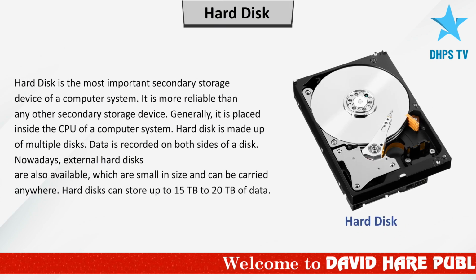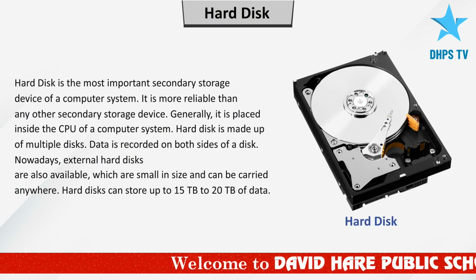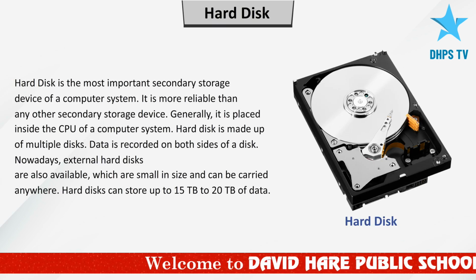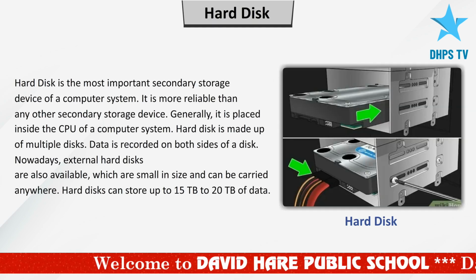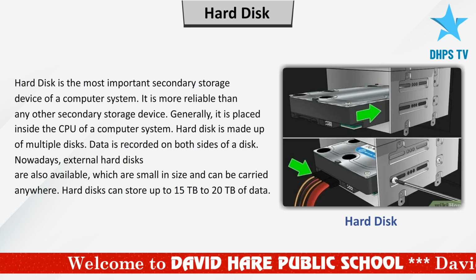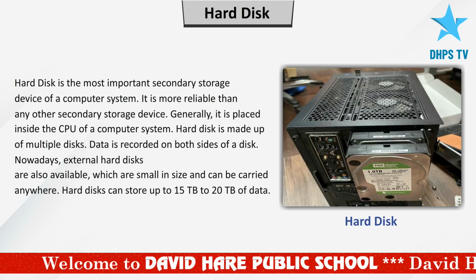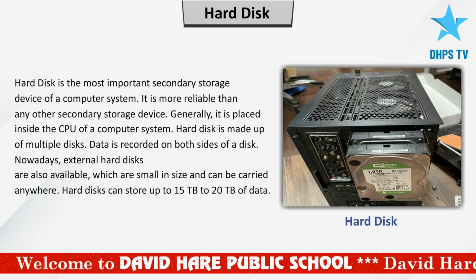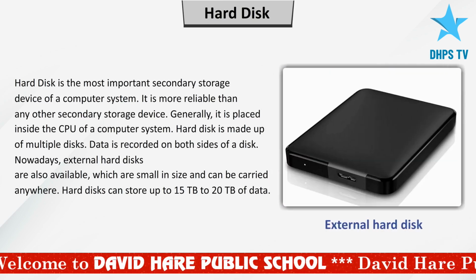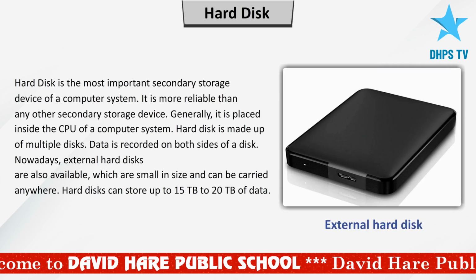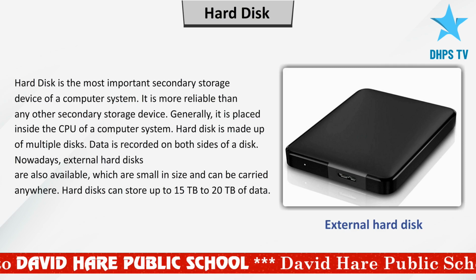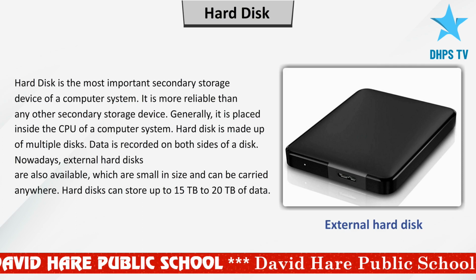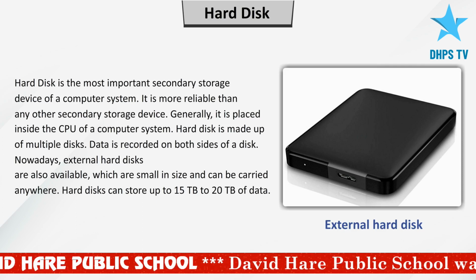Hard disk is the most important secondary storage device of a computer system. It is more reliable than any other secondary storage device. Generally, it is placed inside the CPU of a computer system. Hard disk is made up of multiple disks. Data is recorded on both sides of a disk. Nowadays, external hard disks are also available, which are small in size and can be carried anywhere. Hard disks can store up to 15 TB to 20 TB of data.